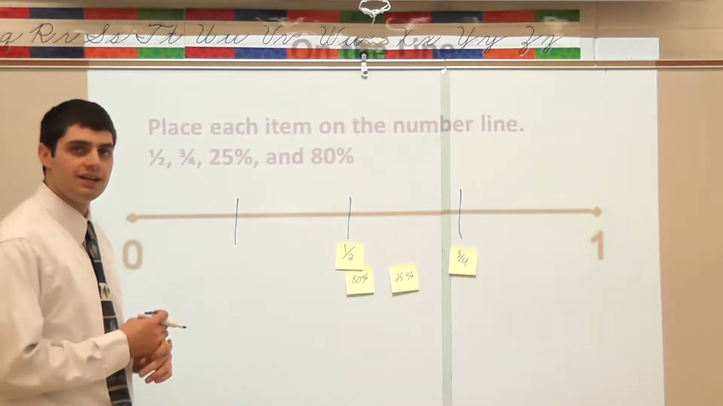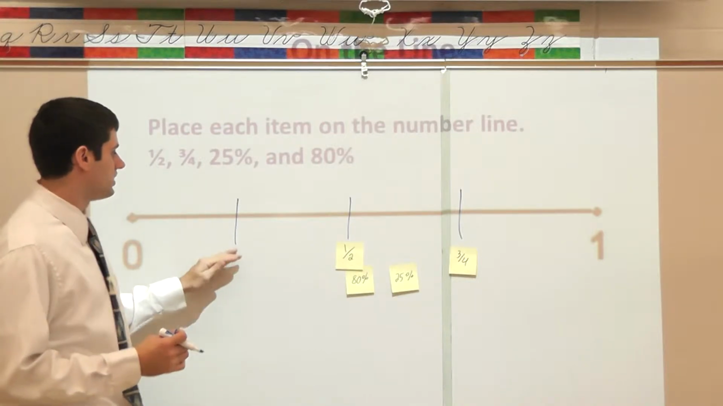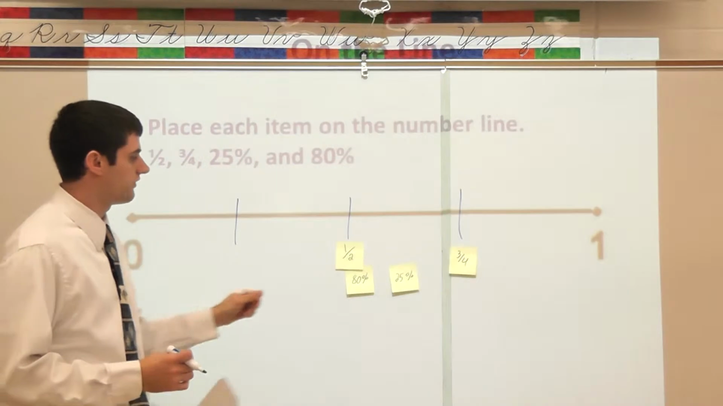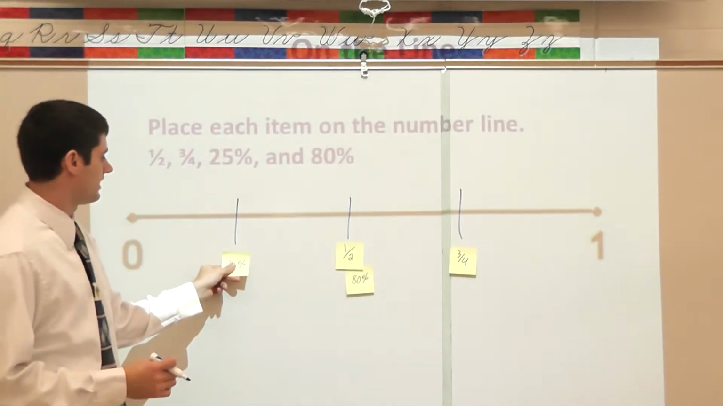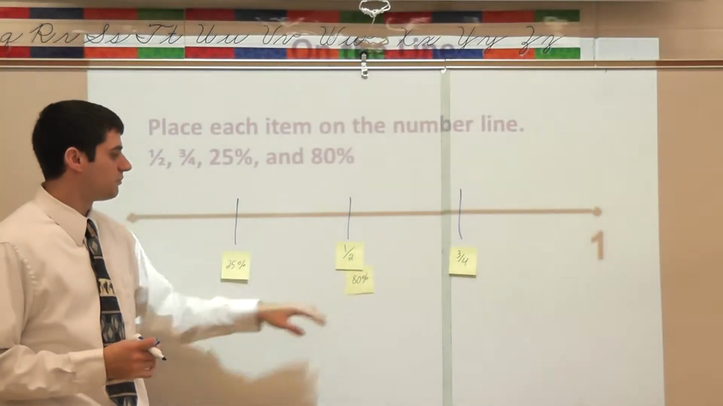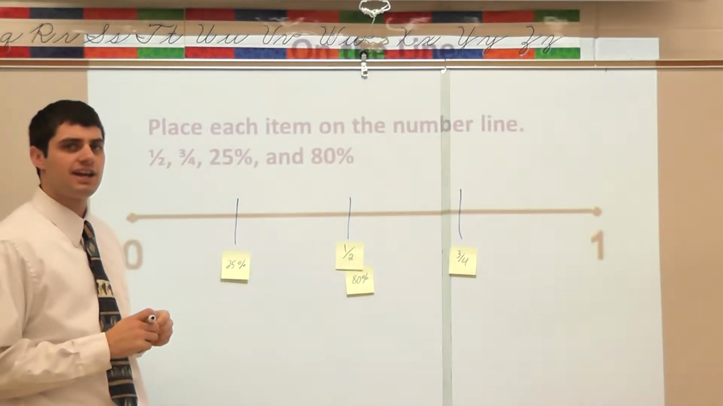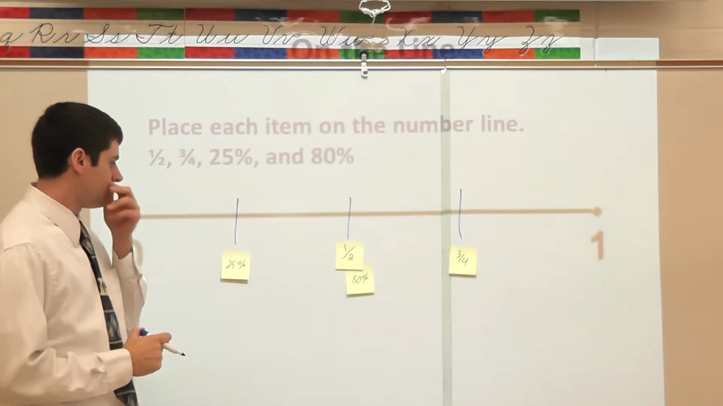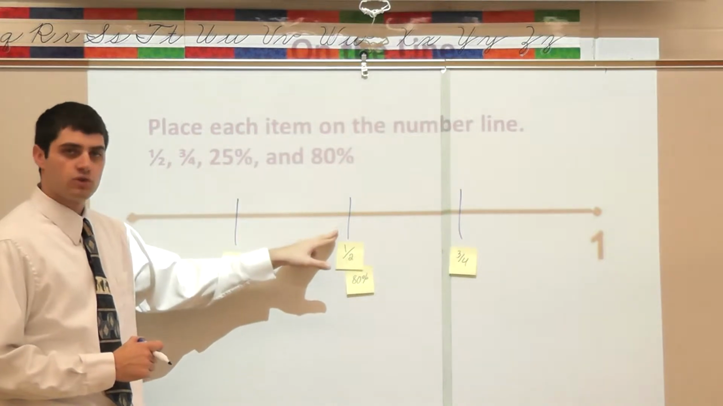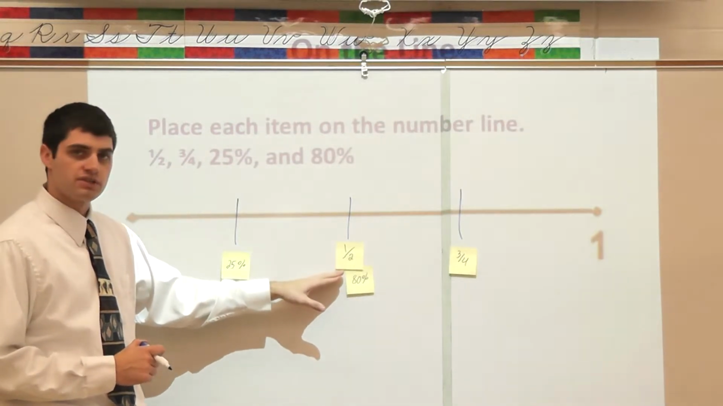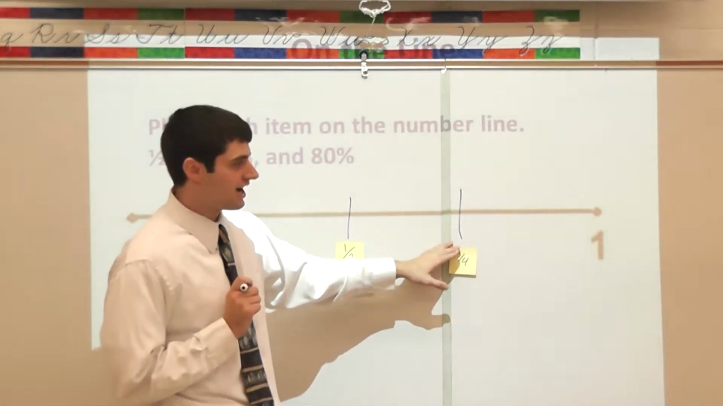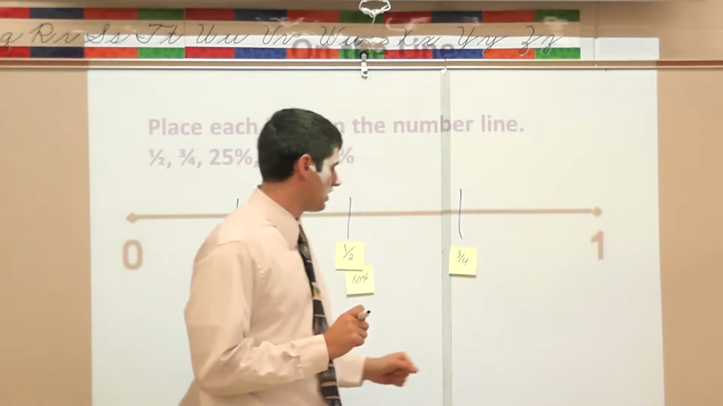I have 25% and 80%. Well, I already know that this is 1/4, and I know that 1/4 as a percent is the same thing as 25%. So I can label that 25%. Now that leaves me with 80%. How could I possibly find 80% on this number line? Well, if I know that 1/4 is 25%, a half or 2/4 would be 50%, 3/4 would be 75%, and 4/4 would be 100%.